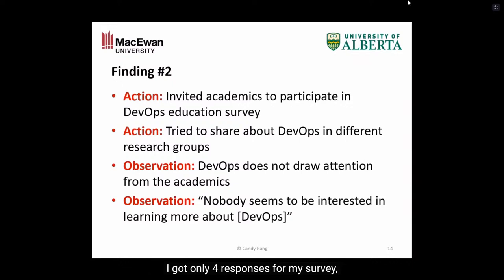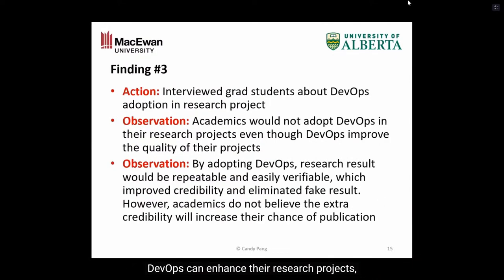If academics learn that DevOps can enhance research projects, they may pay more attention to DevOps. Therefore, I interviewed graduate students to see whether they would adopt DevOps in their research projects. Unfortunately, the grad students clearly indicated that they would not adopt DevOps. First, they believe DevOps adoption is really difficult. Secondly, they didn't believe adopting DevOps would increase the chance of publication.